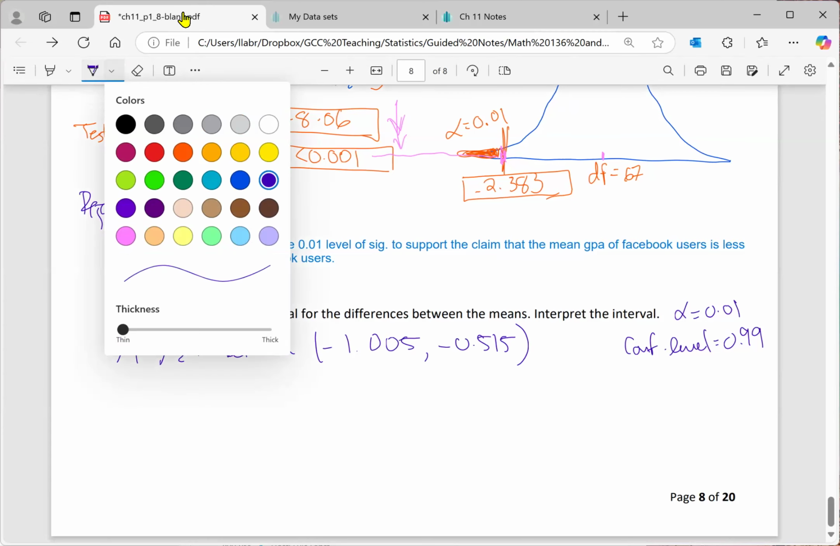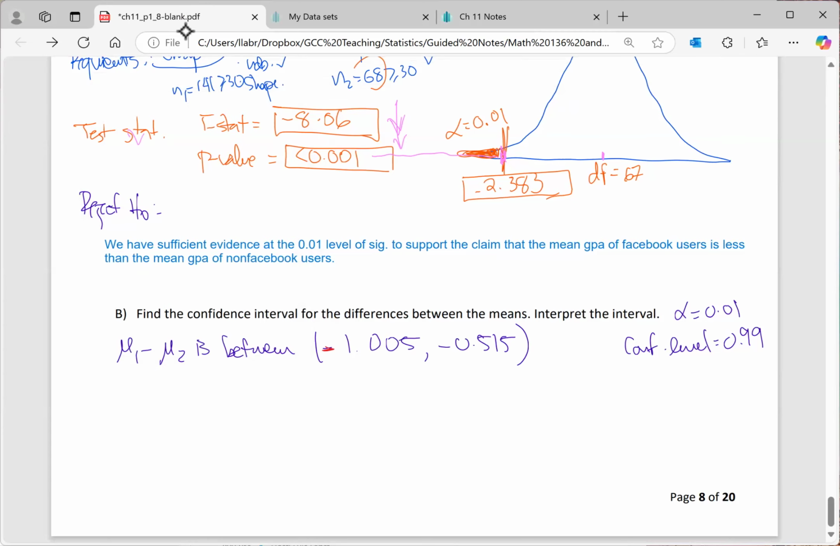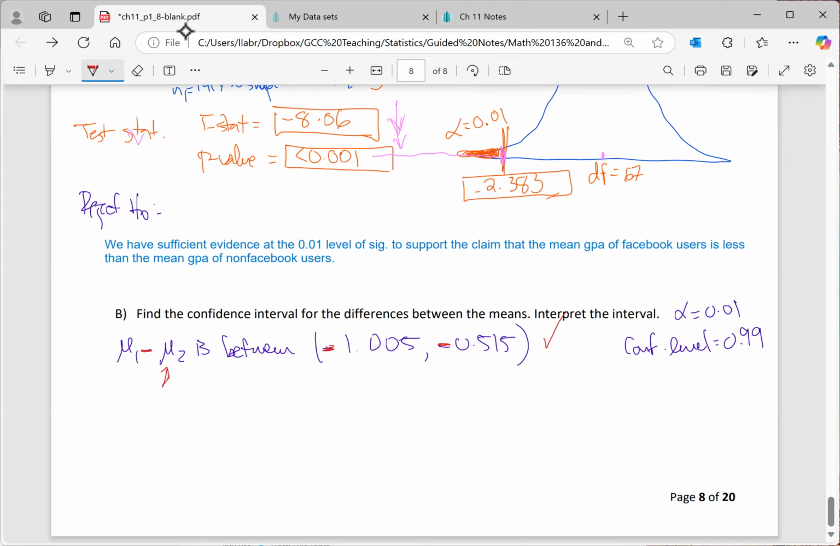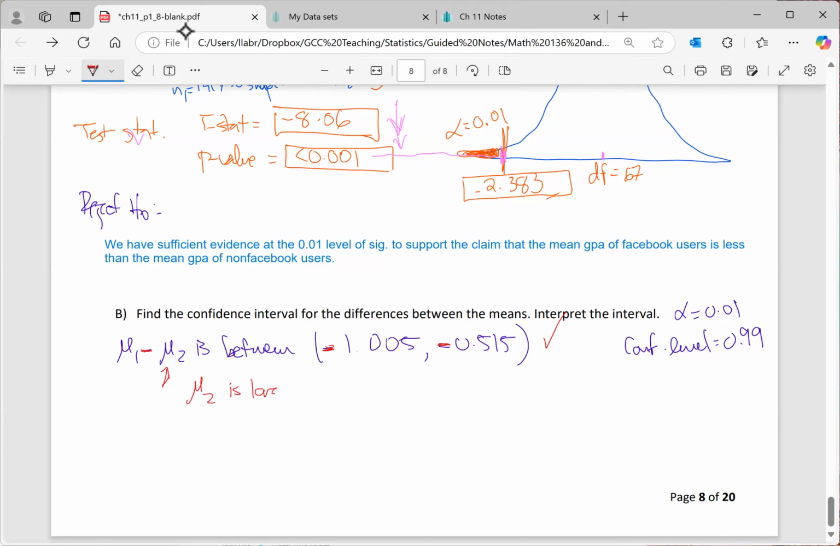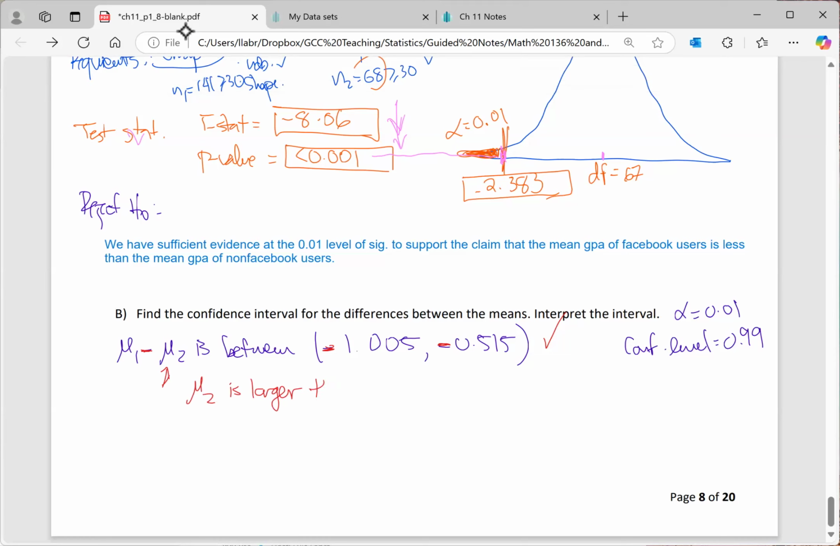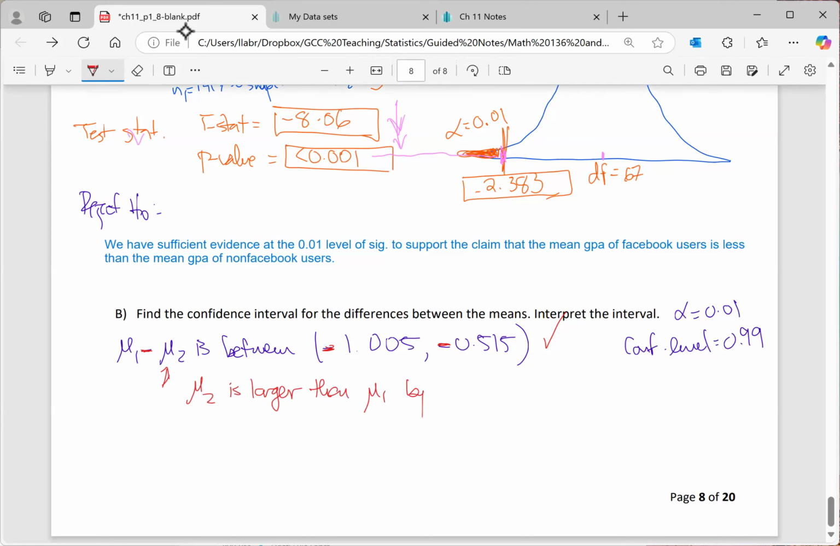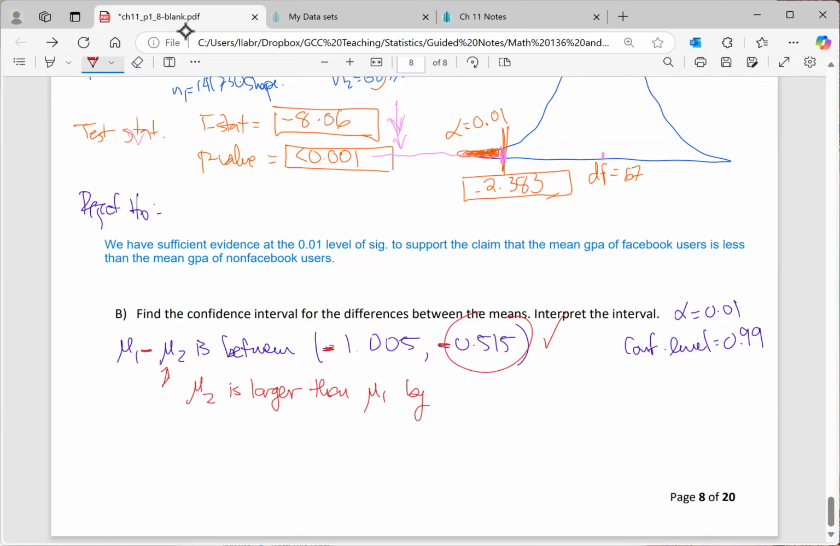Now let's go ahead and interpret this in context. So notice the fact that this is negative and negative, that means that we're good, that the 0 is not included, so the difference between these should not be 0, which we already know because we rejected. And because these are both negative, it means you have to go to the parameter with the negative in front of it and say that mu2 is therefore larger on average than mu1 by anywhere from 0.5 to 1.0.